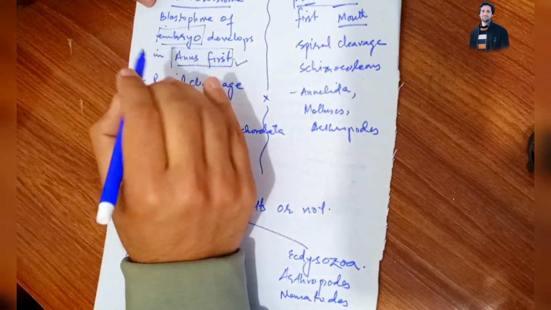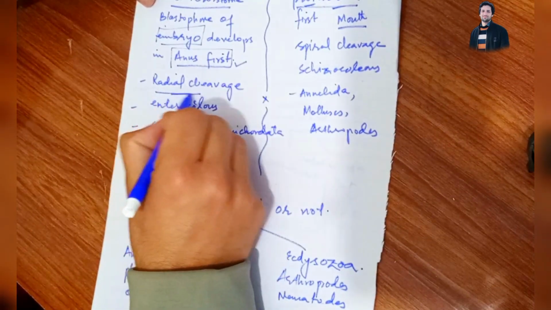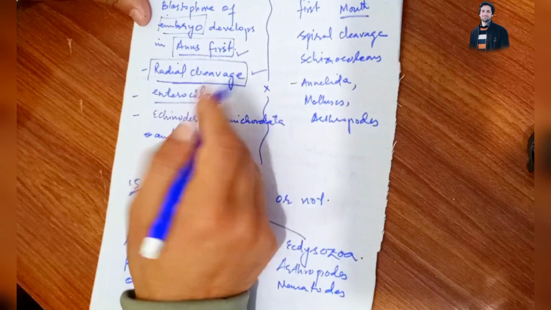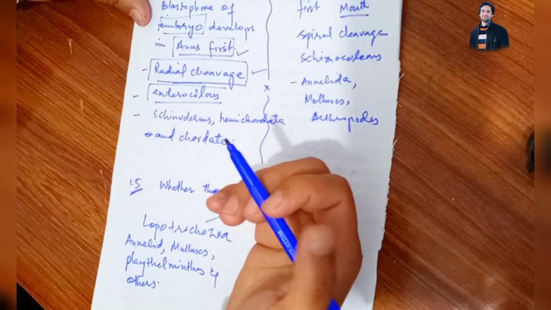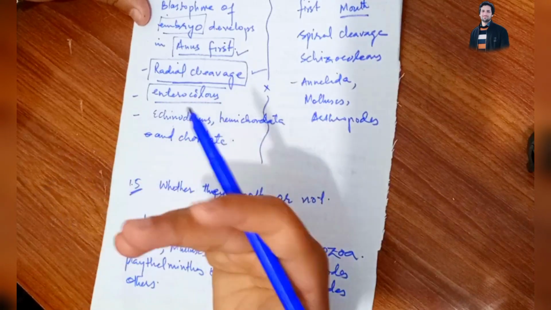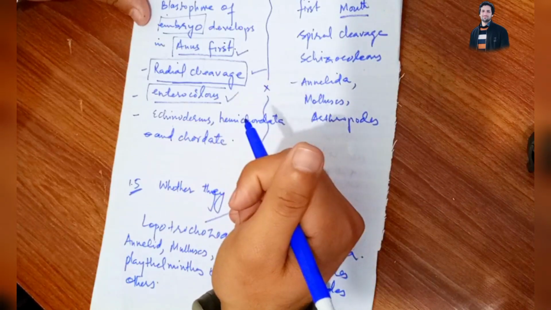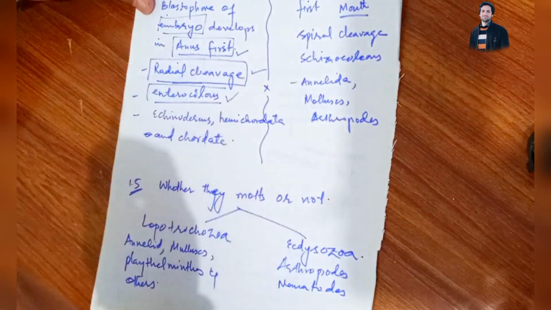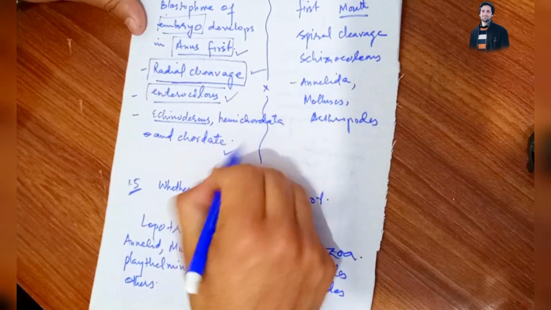All deuterostome animals will have radial cleavage. It is about how the zygote divides. Study it in detail. I'll discuss this later in a separate video: schizocoelous and enterocoelous, how the cavity forms. It forms from different cells of the endoderm and mesoderm, so we will discuss it later in detail. But all deuterostomes will have radial cleavage and they are enterocoelous. Examples include echinoderms, hemichordates, and chordates.